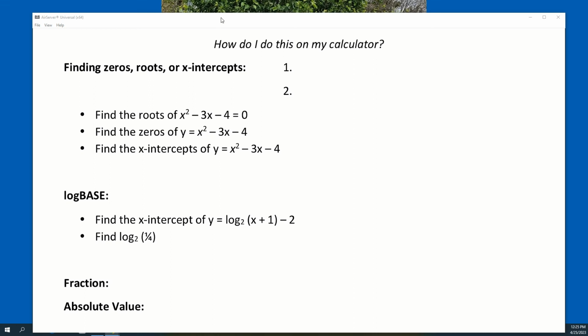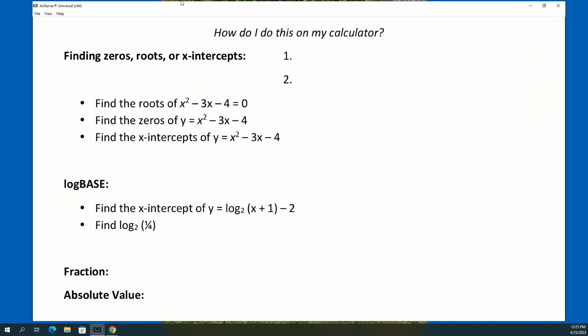Okay, so one thing that they might ask you to do with the calculator is find the zeros, the roots, or the x-intercepts. You guys put your phones away, please.